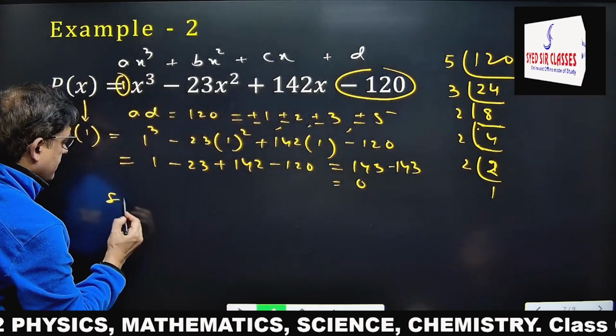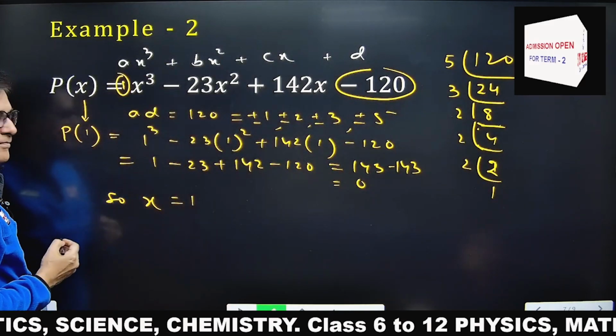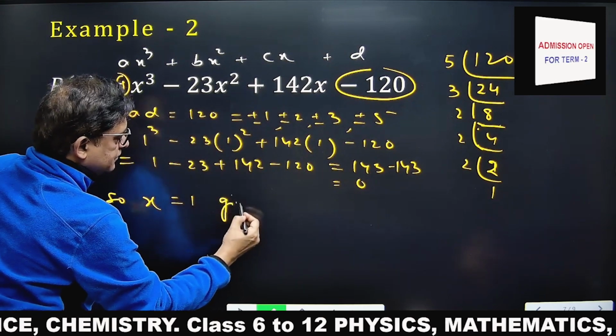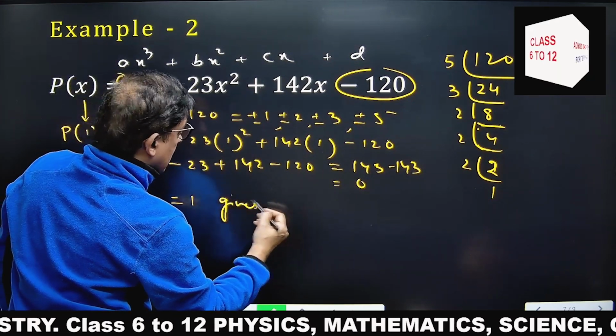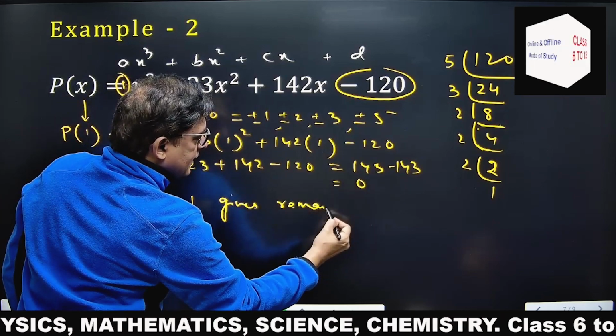So x equal to 1 gives a remainder 0. This is the remainder 0.